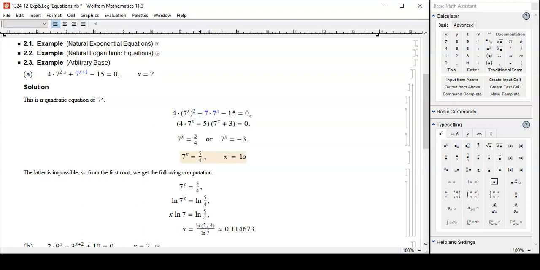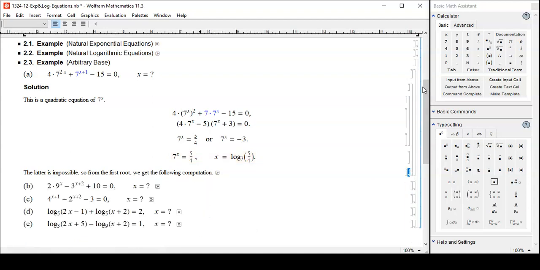X is log base 7 of 5/4. That would have been easier. Log base 7, so that kills off this 7. Natural log, okay, that's good, but it's a little bit difficult way of doing the same thing.